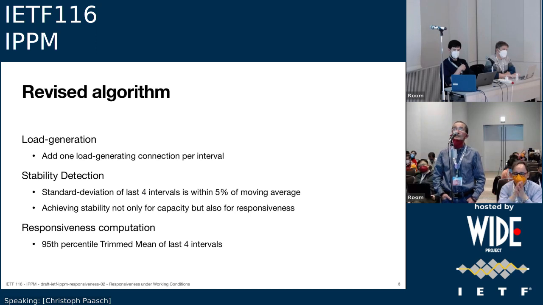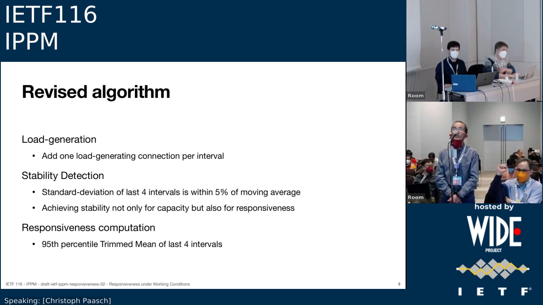From our experience, having a 1 second interval, using the last 4 intervals for the stability detection, the 5th percentile for the standard deviation, and the 95th percentile for the trimmed mean has shown to us that to give fairly good results. It is very risky if one changes these parameters, is that things may not converge, right?